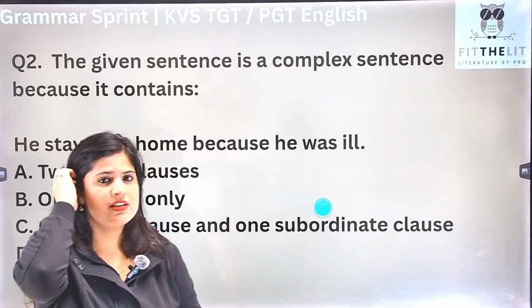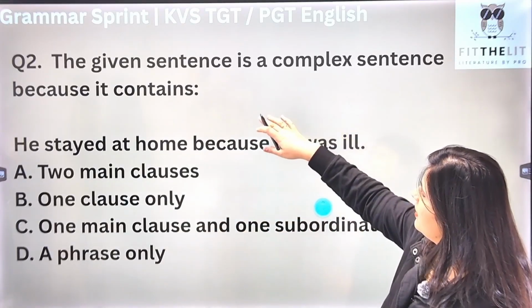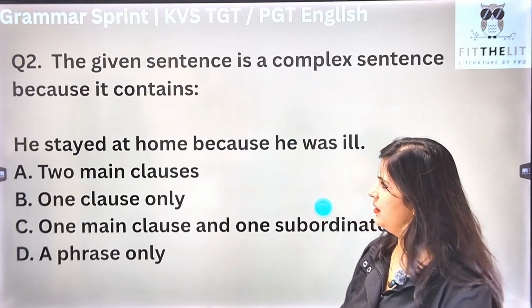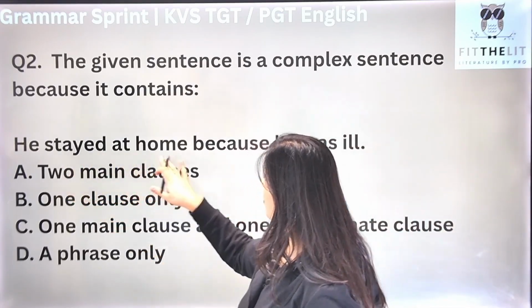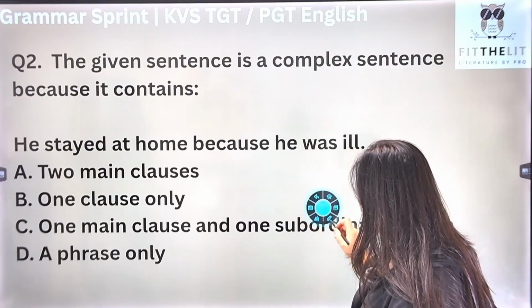The next question is available on your screen. Please read it. Again, the given sentence is a complex sentence because it contains, you need to give the reason. He stayed at home because he was ill. So of course, look at the options now.